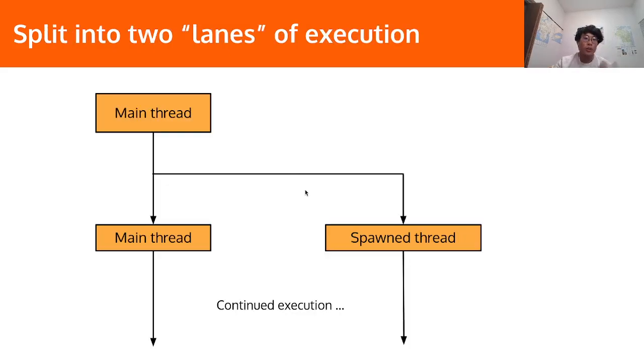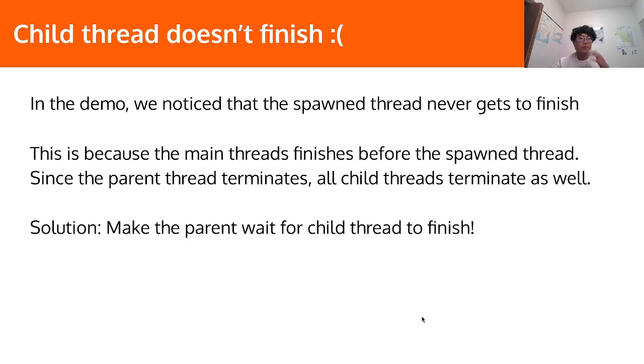So if we go back to here, the main thread will split into the parent thread and the child thread, and because this parent thread finishes, all the child will be forced to terminate as well, even if it's not done with its work, right? So the solution here is very simple, right?